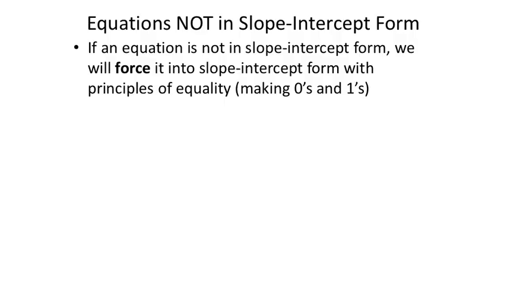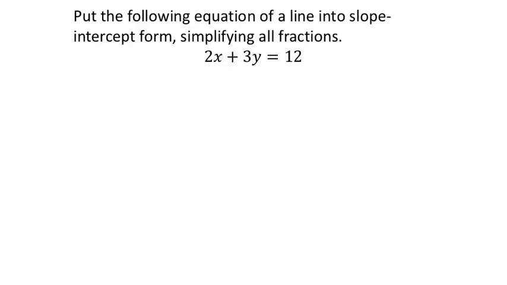Okay, now, just to remind you, if you want to change these into slope-intercept form, you can. But we have to force it to be in slope-intercept form with principles of equality, making zeros and ones as we go. So I'll demonstrate that on this next problem. This is in standard form, ax plus by equals c. But to change this into slope-intercept form, I'll put this down here. That would be y equals mx plus b, where m right here is our slope, and the plus b part is our y-intercept.